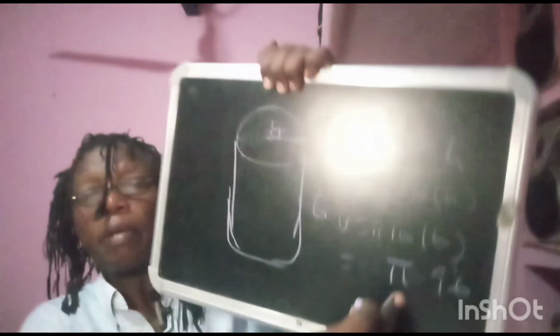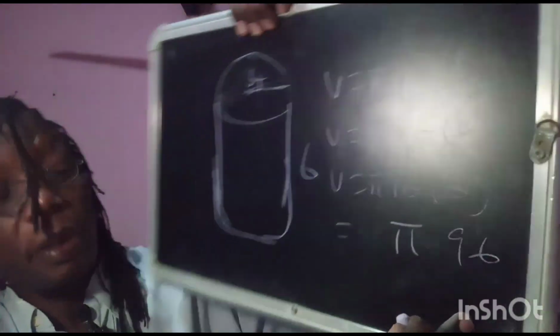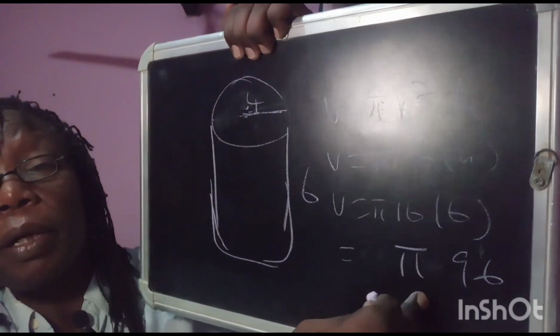Let me make it even clearer. Let me say 96 into pi. Now pi, you know the value of pi is 3.14. So it will be 3.14 times 96. Now let's find what the answer is. We have 96 times 3.14. Now the answer to this will be 301.44.